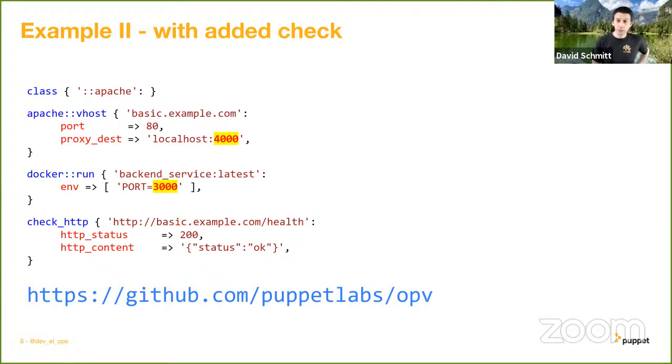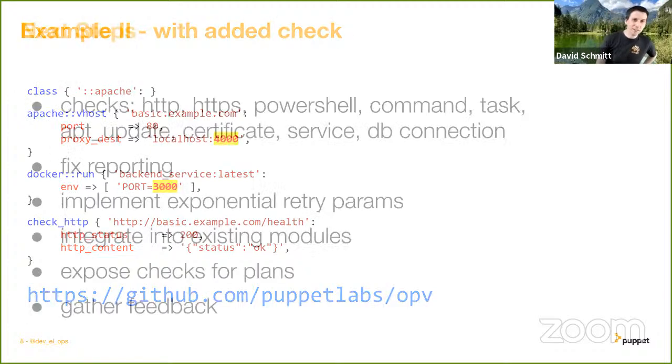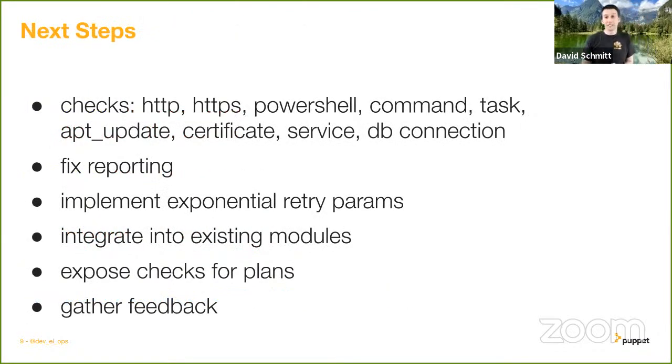So, but where do we go from here, right? Like, I'm not done with that idea yet. Clearly, there's some work to make this fully usable, and I've listed a couple of points here, like more checks. HTTP is nice. HTTPS with SSL cert verifications is an easy goal. PowerShell and running commands for arbitrary shell checks.